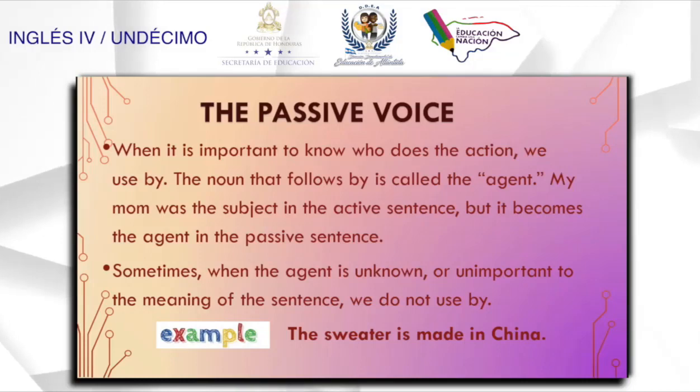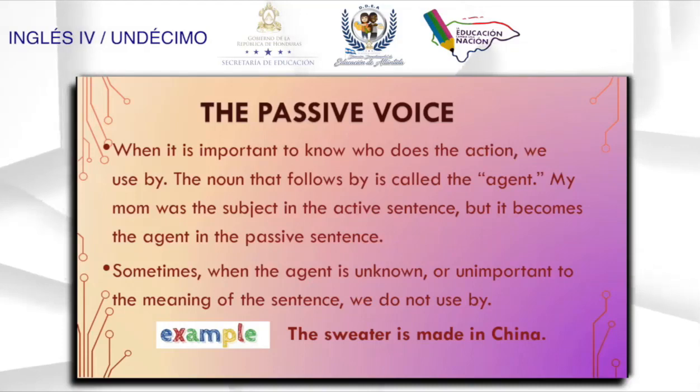Cuando es importante saber quién realiza la acción, utilizamos por. El sustantivo que sigue se llama agente. Mi mamá era el sujeto en la oración activa, pero se convierte en agente en la oración pasiva. A veces, cuando el agente es desconocido o no es importante para el significado de la oración, no usamos por. Ejemplo: el suéter está hecho en China.